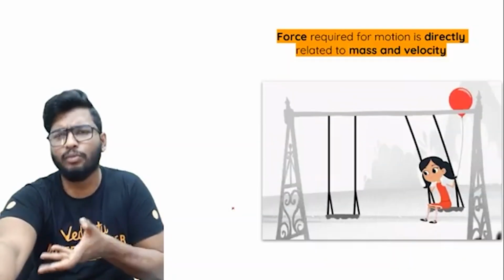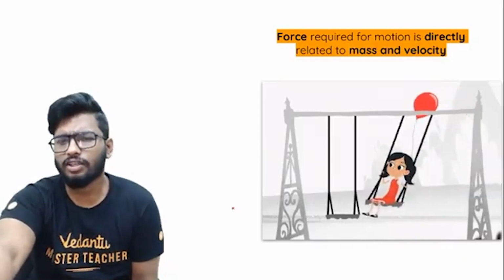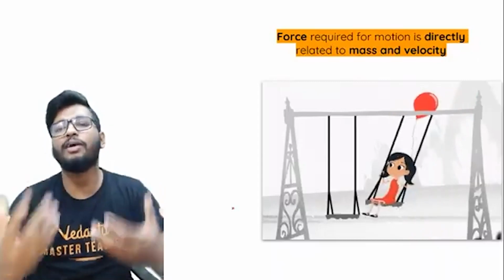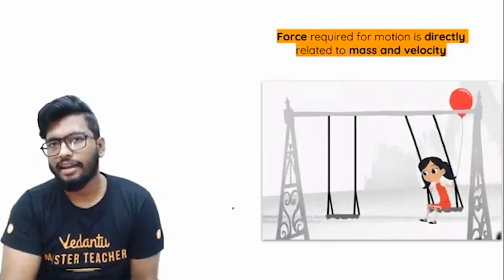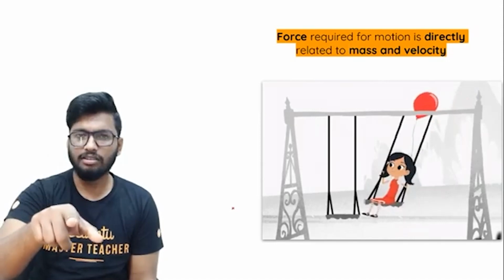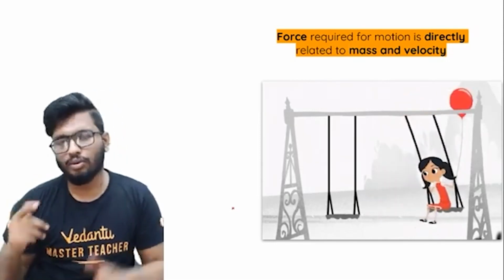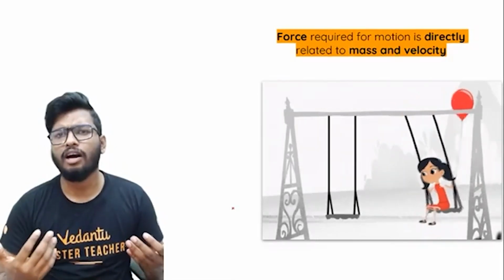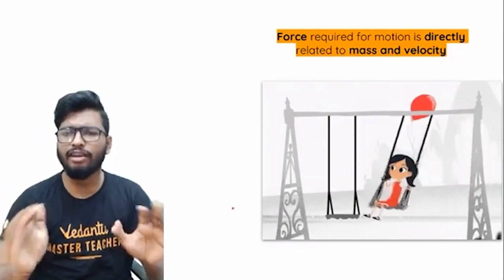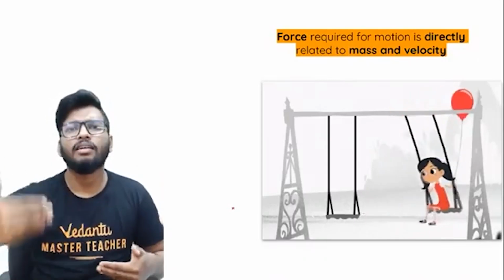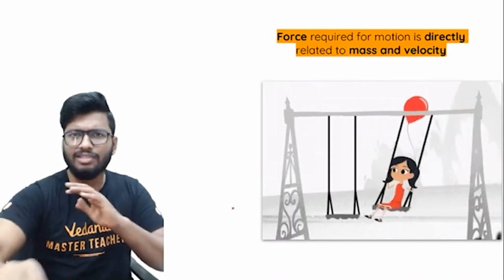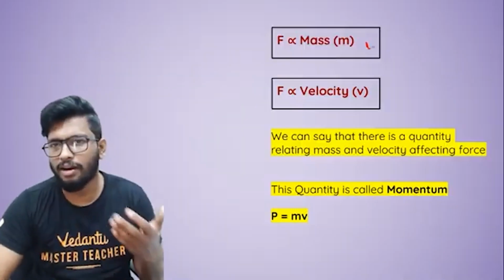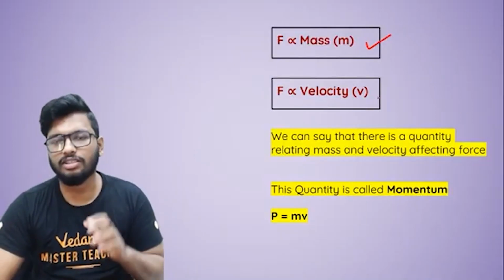The formula is m into v, where m is the mass and v is the velocity. We know that the force required for a body to change its state of motion is directly proportional to the mass and also directly proportional to the velocity. So the greater the mass, the more force you have to apply. If you want to achieve more velocity, you have to apply greater force. So F is directly proportional to m, which is mass, and F is also directly proportional to v, which is velocity.